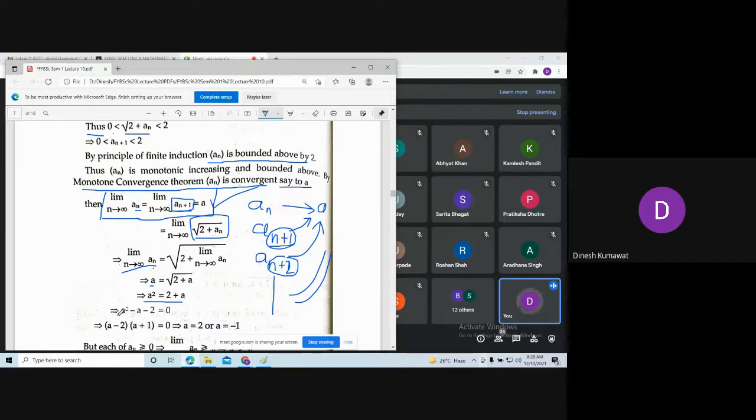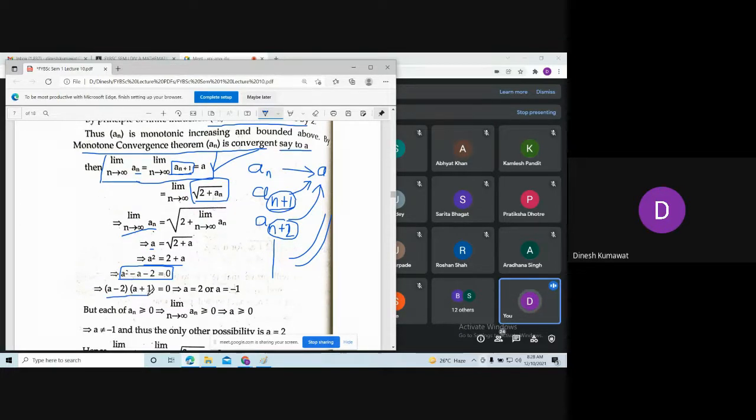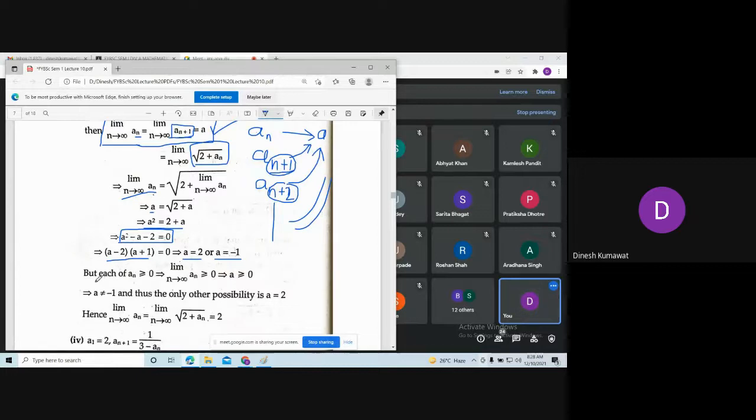Now this is a quadratic equation and you know how to solve such equations. Is it? Yes, sir. Okay. So using this, we have two roots for this equation. First one is a is equal to 2 and another one is a is equal to minus 1. But what do we know about a(n)? Each a(n) is bigger than or equal to 0.